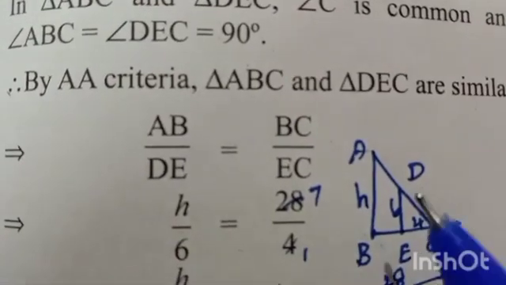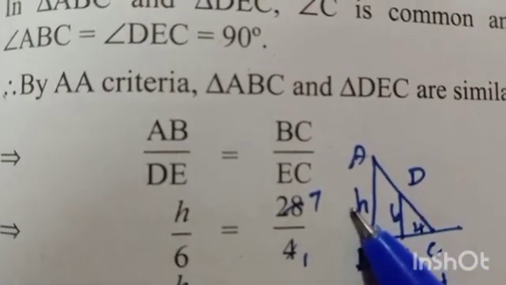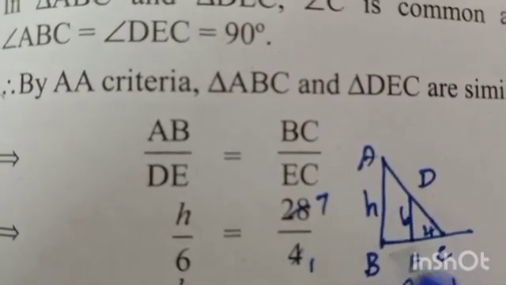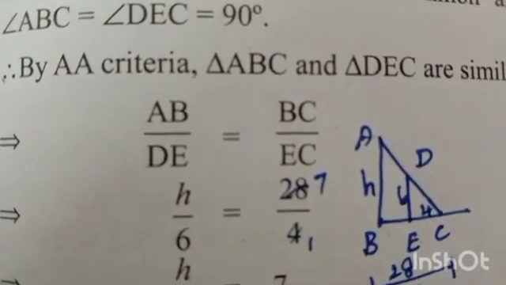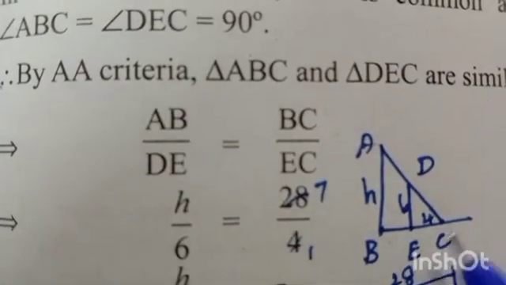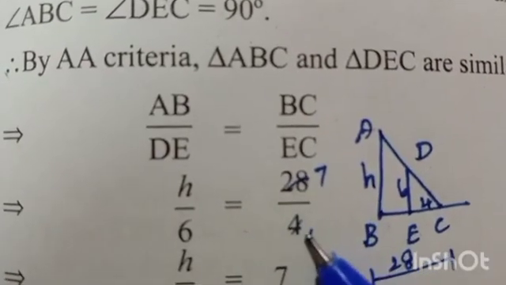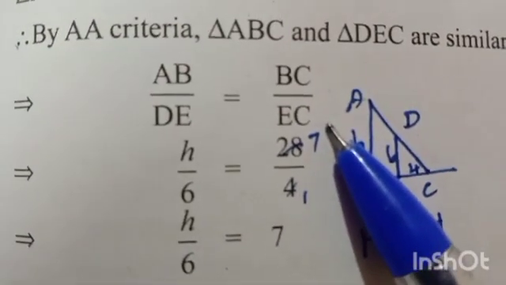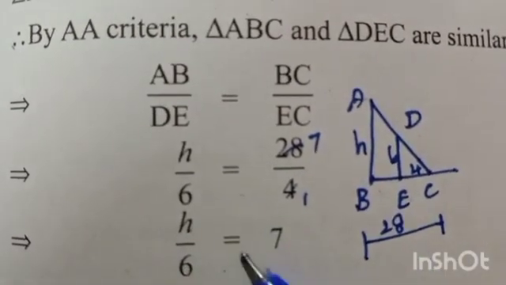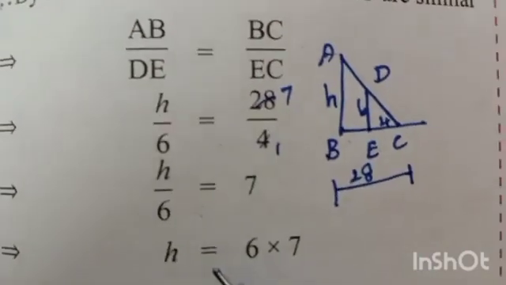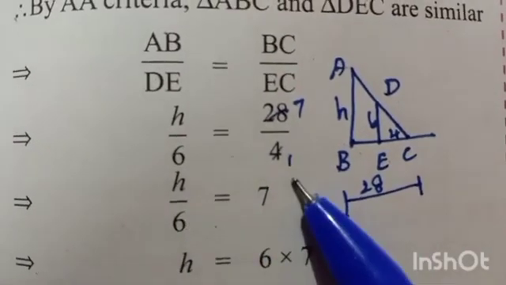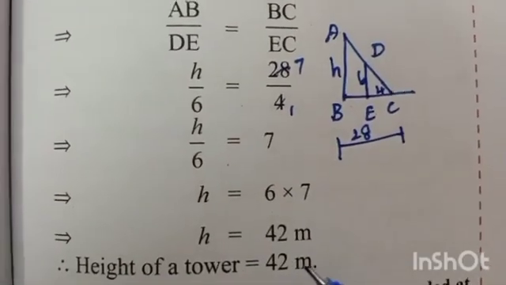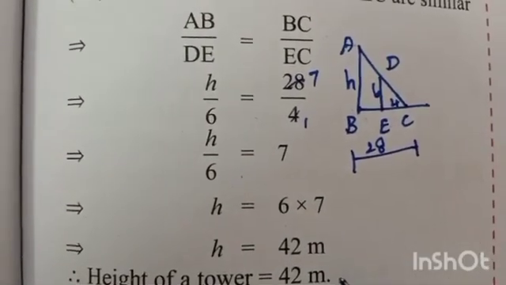So AB is h, DE is 6, and that is equal to BC by EC, the shadow of the tower 28 by 4. 1 4 is 4, 7 4s are 28. So h by 6 is equal to 7. We want to find the h value, so you transpose this 6 to this side. 6 into 7 is 42. So the height of the tower is equal to 42 meters.